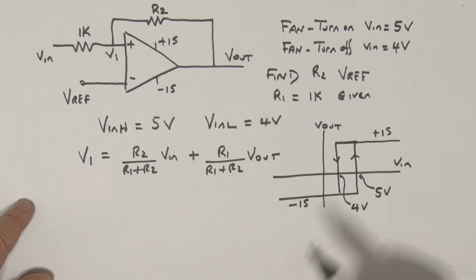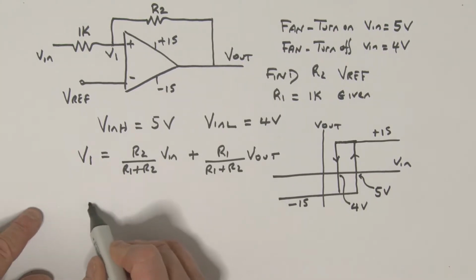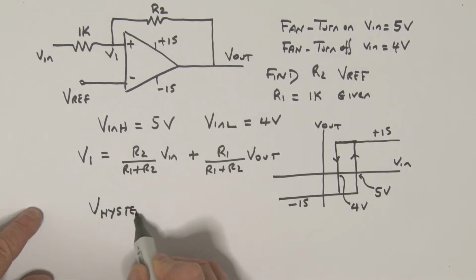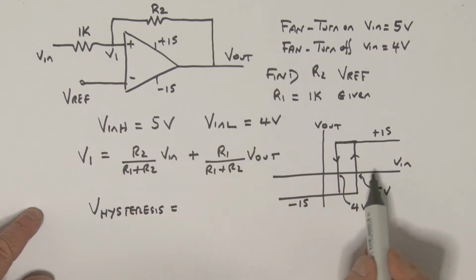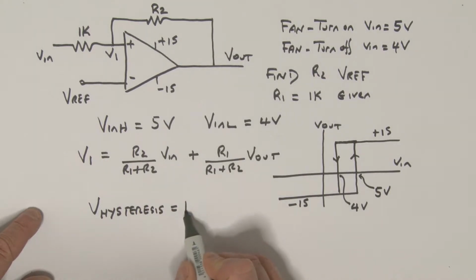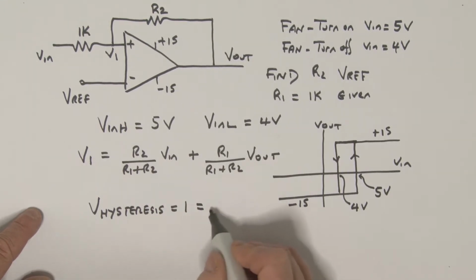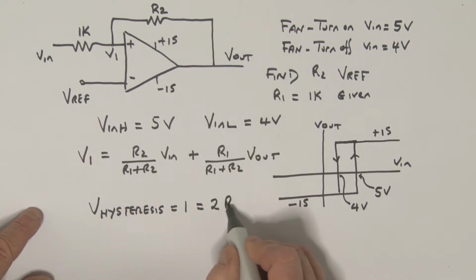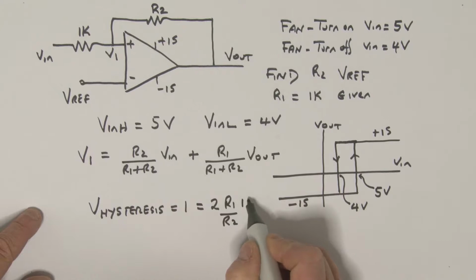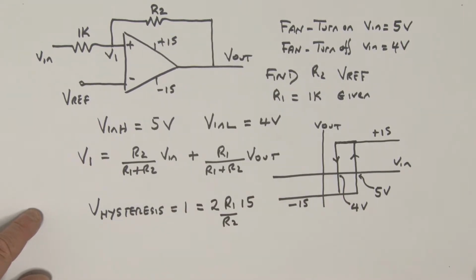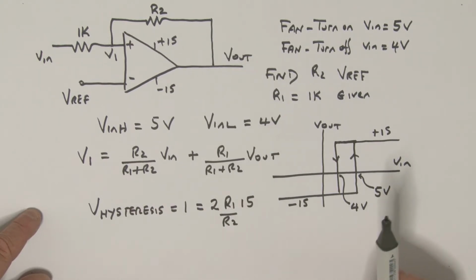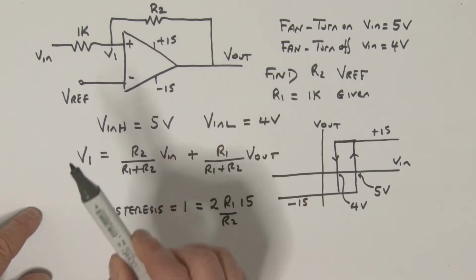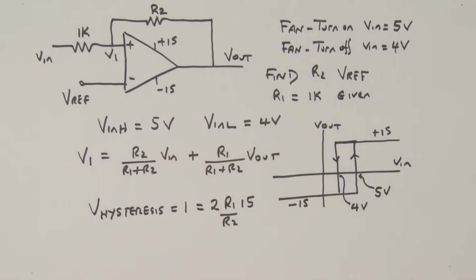Now we can say what the hysteresis is. V hysteresis is equal to 5 minus 4, so it's 1 volt. And if you go back and look at our previous video, that is equal to 2 times R1 over R2 times 15, where 15 is our power supply voltage. These two relations are going to be important for finding resistor R2 and also the reference voltage.